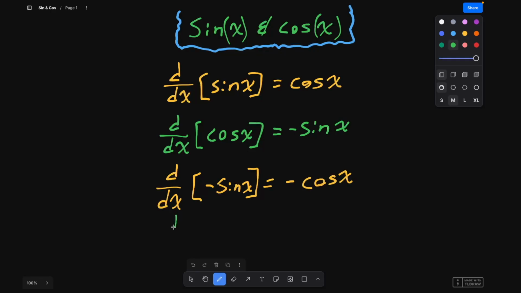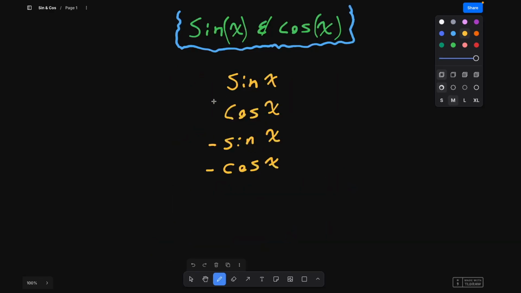And if we wanted to take a derivative of negative cosine x, we would be back at sine x. An easy way to remember the derivatives of sine and cosine x is to picture this order. We have sine x, and the derivative of sine x equals cosine. The derivative of cosine equals negative sine x. The derivative of negative sine x equals negative cosine. The derivative of negative cosine x brings us all the way back to sine x.